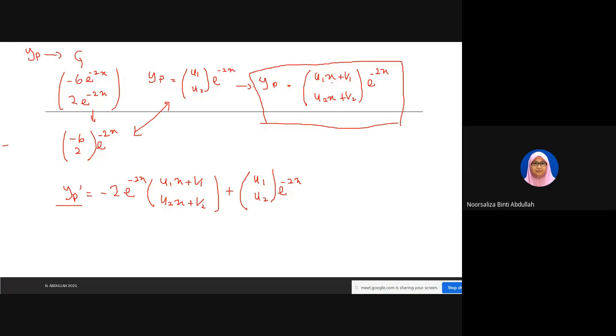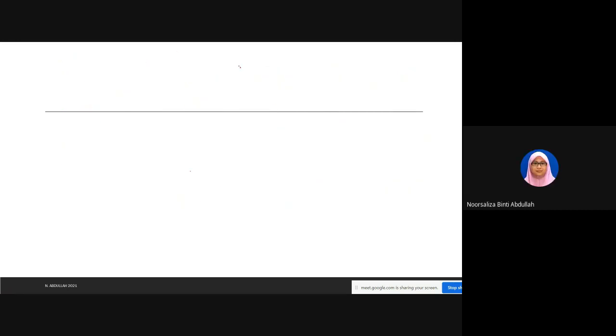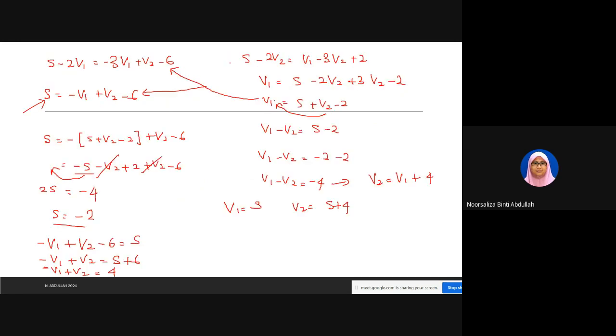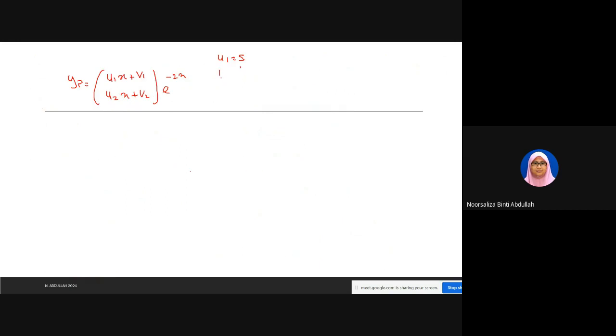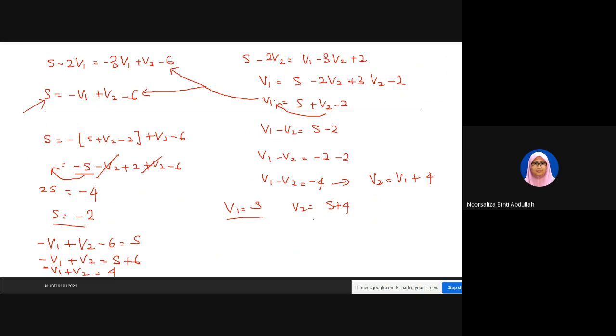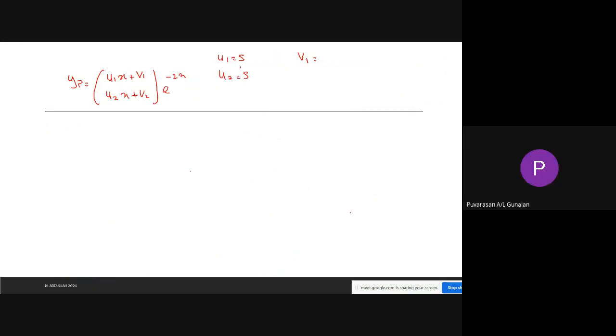YP is U1x plus V1, U2x plus V2, exponent minus 2x. U1 and V1, U2 and V2 kita adakan tadi. U1 equals S, betul? Okay, U1 equals S, U2 also equals S, and V1 equals S, V2 equals S plus 4.